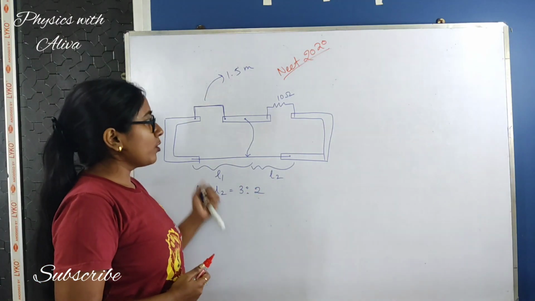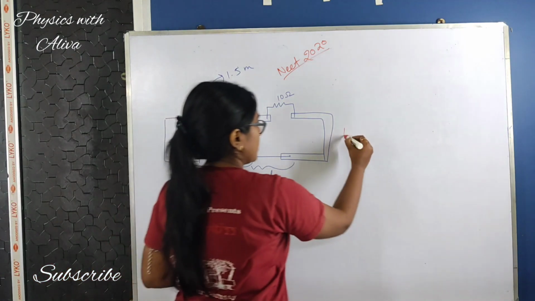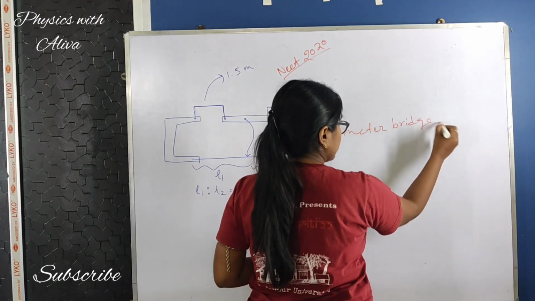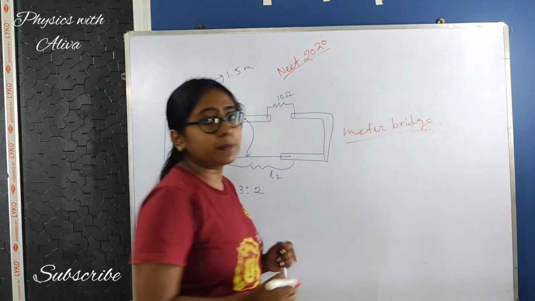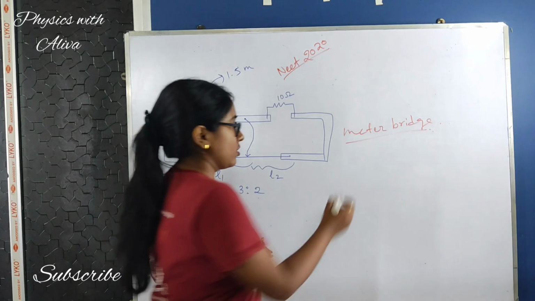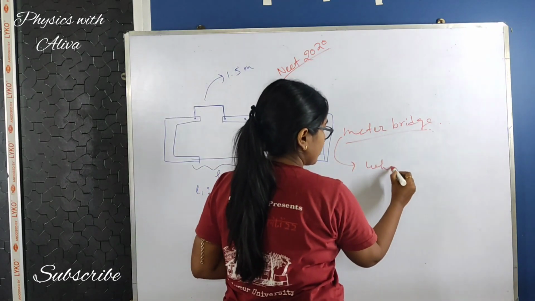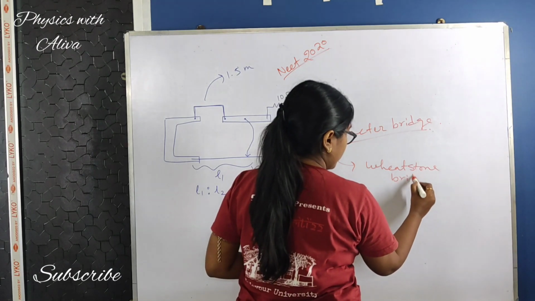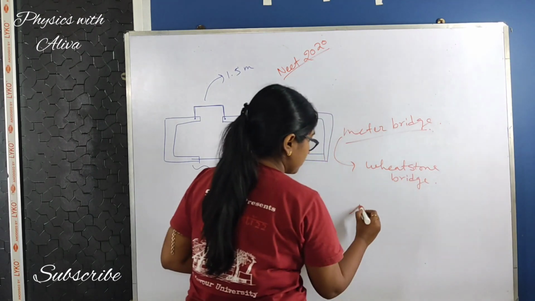This is the diagram of a meter bridge. We all know this meter bridge works on the principle of Wheatstone bridge. Okay, what is the principle of Wheatstone bridge?